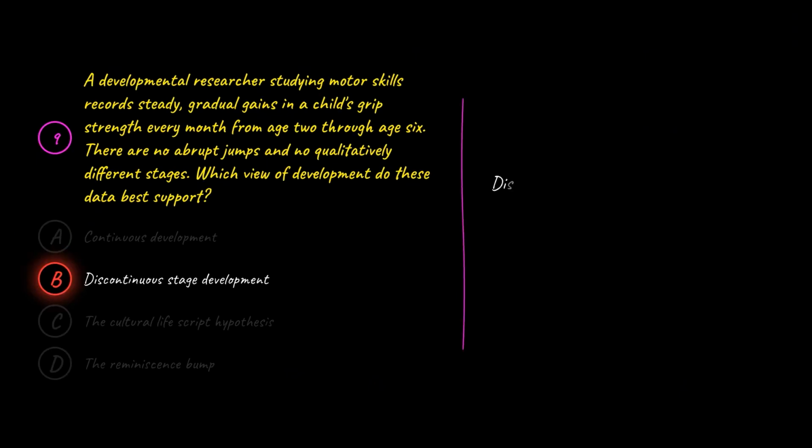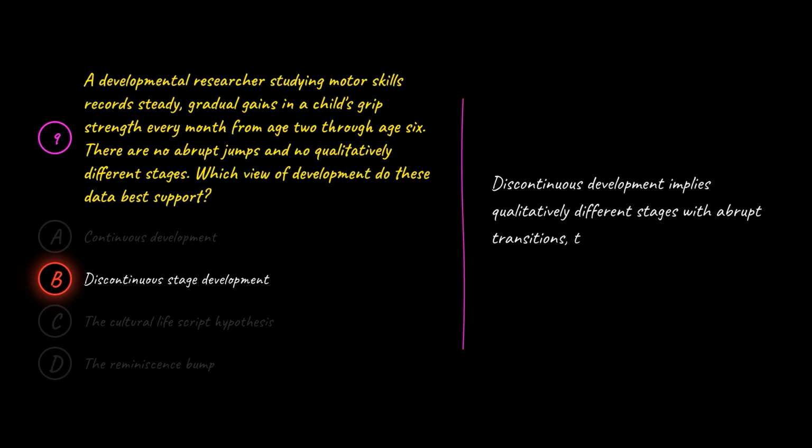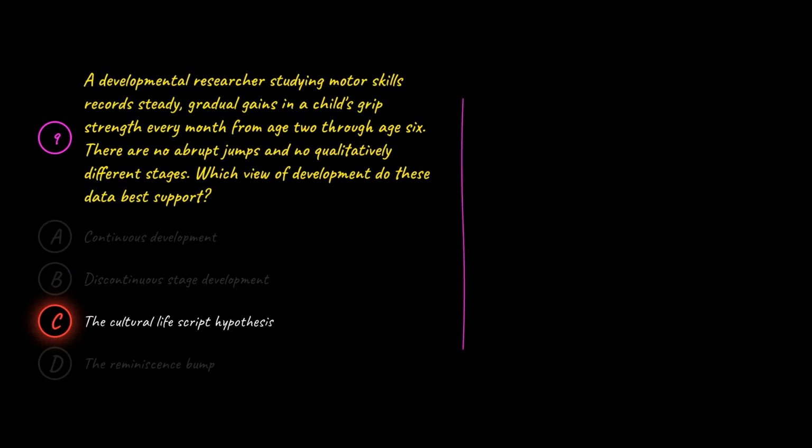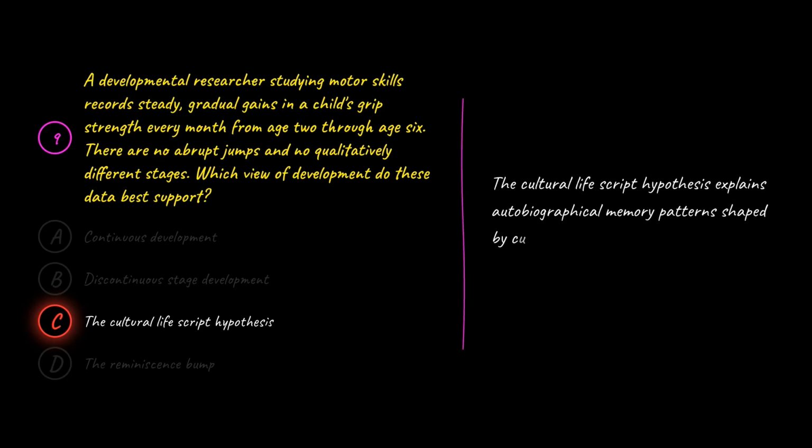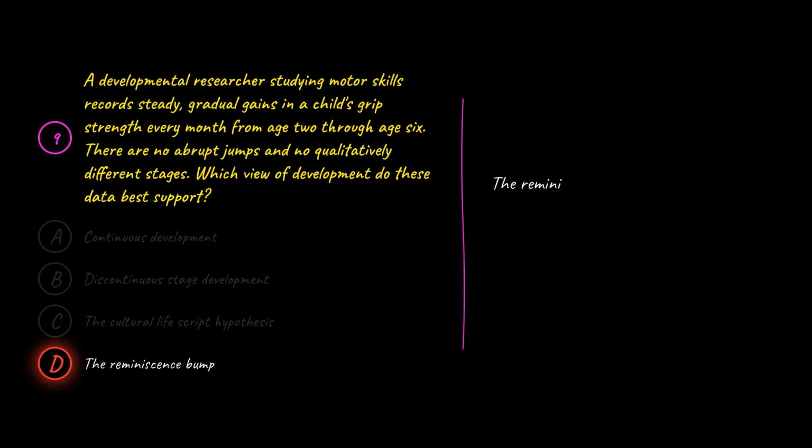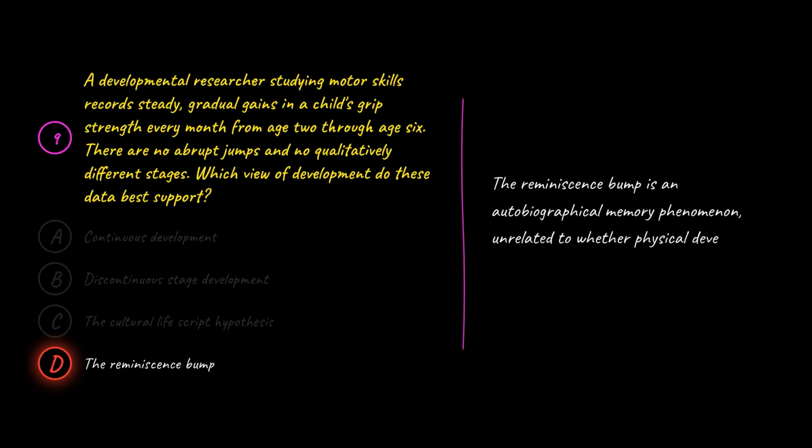B is wrong because discontinuous development implies qualitatively different stages with abrupt transitions, the opposite of the smooth pattern in this scenario. C is wrong because the cultural life script hypothesis explains autobiographical memory patterns shaped by culturally expected events, not the trajectory of motor skill growth.